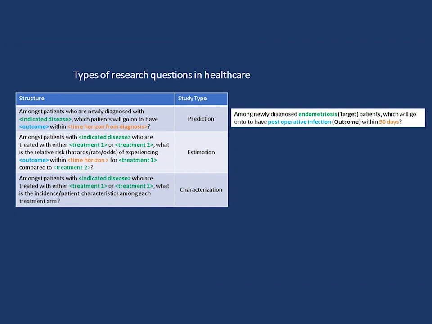Now, if we were to think about an estimation question, we can think about patients with the disease who are treated with either treatment 1 or treatment 2, which is what is the relative risk of experiencing the outcome within a time frame from the diagnosis for treatment 1 compared to treatment 2. And we would consider this an estimation question.